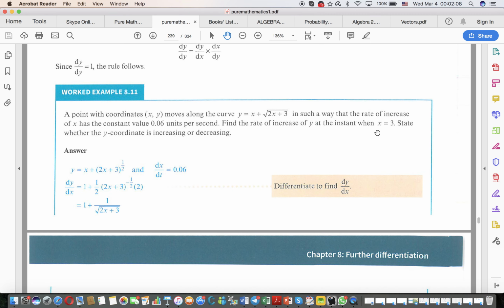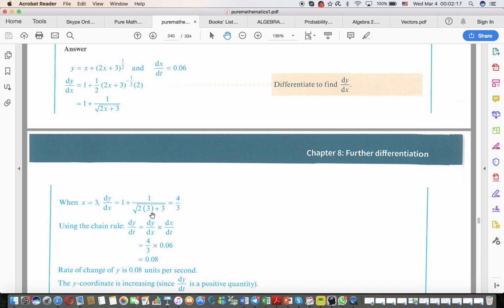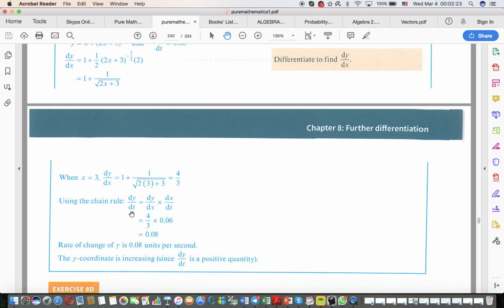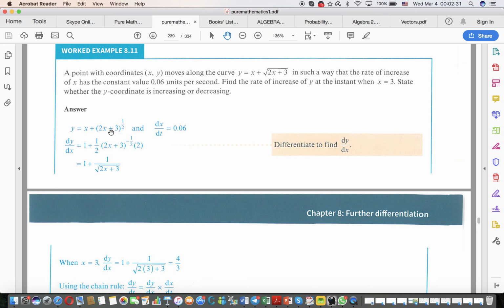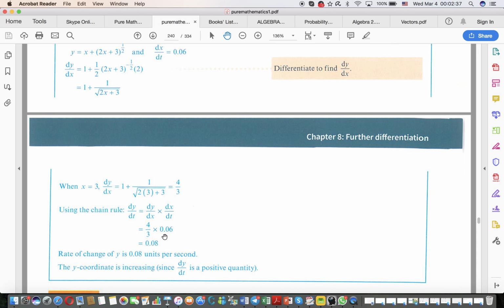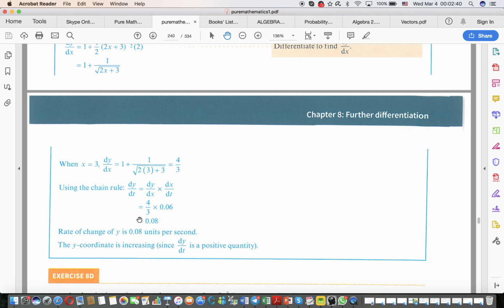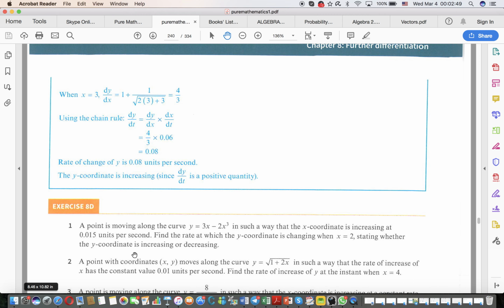It says at the instant when x is 3. Here you see 3 is initially substituted, but this formula must be used: dy dt is dy dx times dx dt. So what was dy dx? This formula, in which x is substituted, because x was 3, gives you 4 over 3, written here, times dx dt. dx dt is given as 0.06, so it will be 0.08. As it is positive, it will be increasing. Thanks for watching this video.